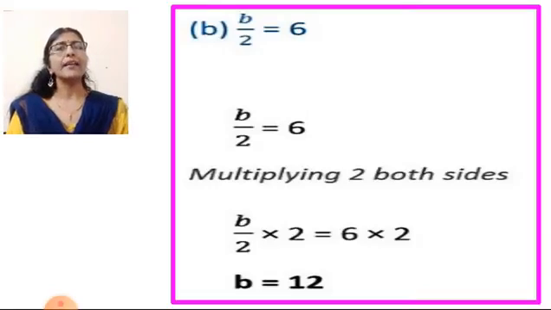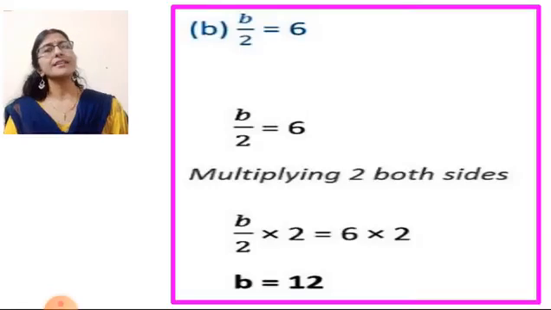So let us do that. b upon 2 multiplied by 2. On the right hand side also we'll do the same, 6 multiplied by 2. So here 2 and 2 will be cut, only b will be left, and 6 2s are 12. So this way we got the value of b as 12.